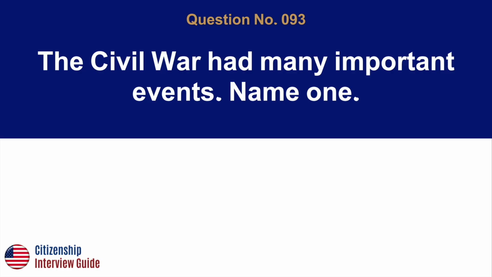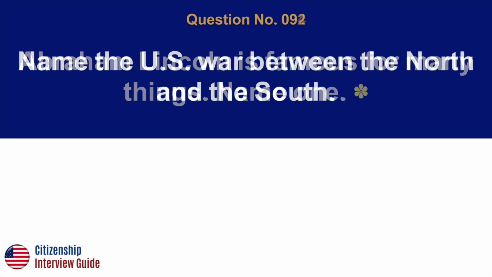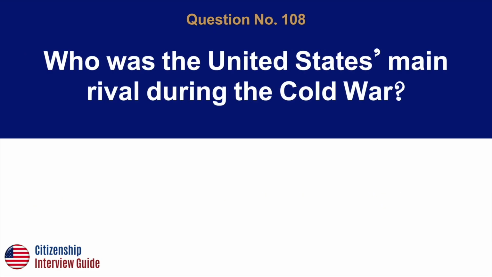The Civil War had many important events. Name one. Lincoln was assassinated. Name the U.S. war between the North and the South. The Civil War. Who was the United States' main rival during the Cold War? Russia.